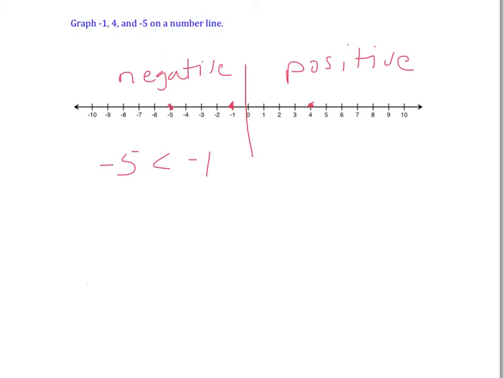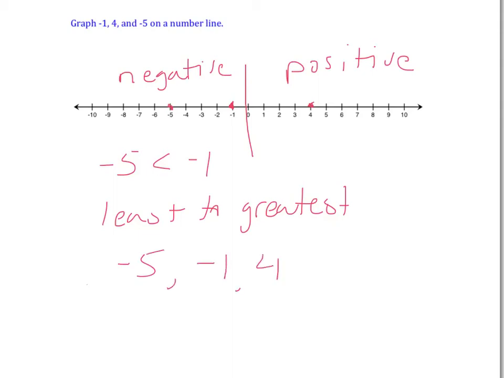So if I wanted to order these numbers from least to greatest, I would say negative 5, negative 1, and then 4, because I'm just going to go furthest to the left and work my way to the right, and that would put it in order from least to greatest.